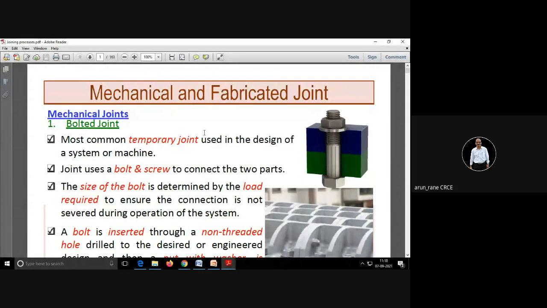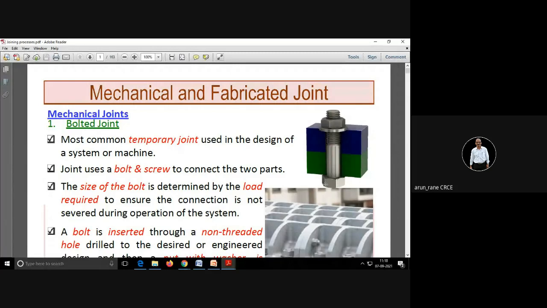Okay. Joining process matlab the processes which are used for joining. So you can use nut and bolt, you can use welding, you can use brazing, you can use soldering. There are many processes. Riveting. So every process has its own advantages and disadvantages. So here, like say mechanical joints. So what are the mechanical joints? You have bolted joint.